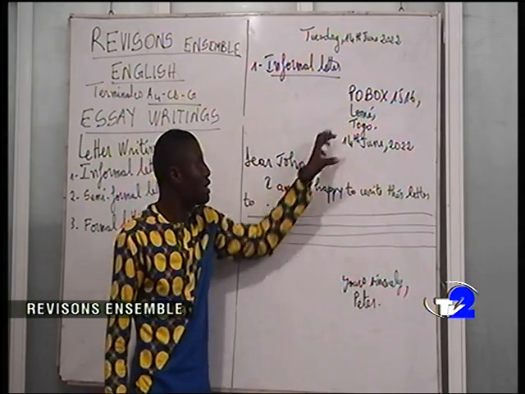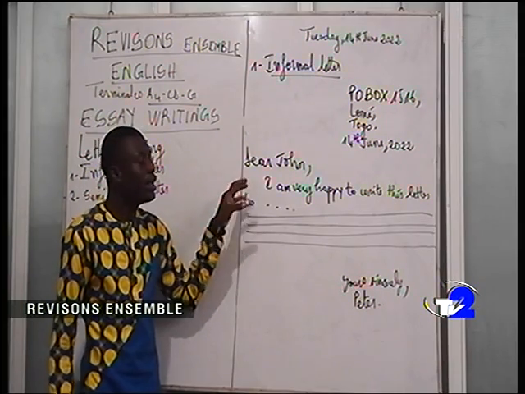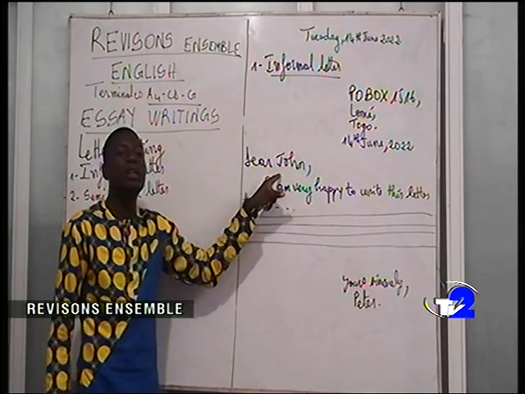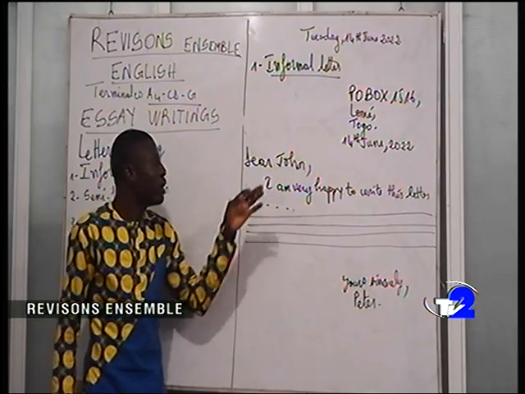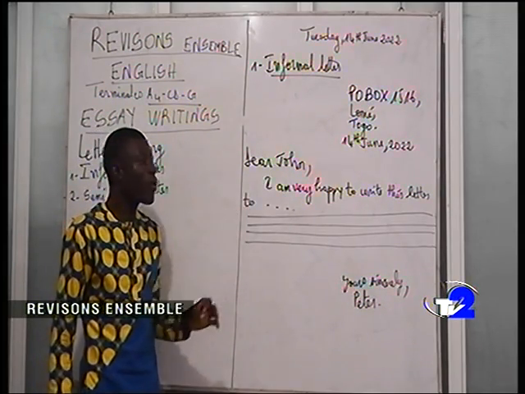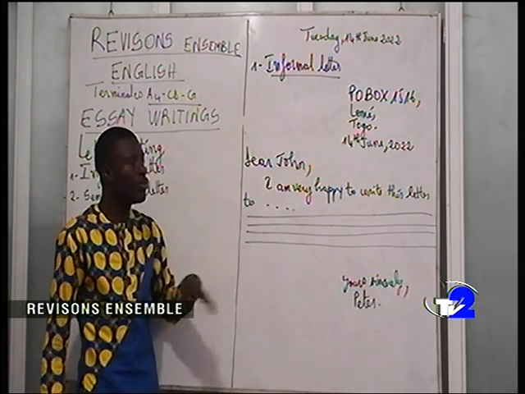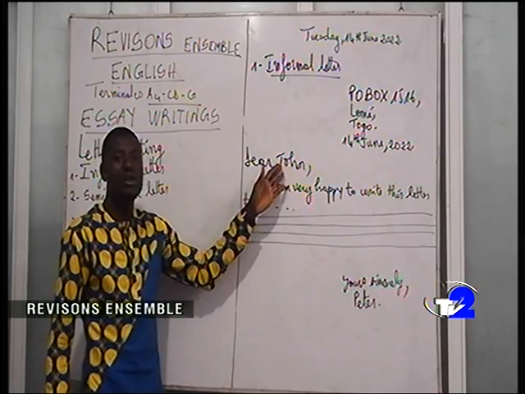Now after the address, you come here, and you write the greeting. And the greeting must be dear followed by the person that you are writing for. When you are writing for Massan, you say dear Massan. When you are writing for Kofi, you say dear Kofi. Now me, I'm writing for John, so I say dear John.